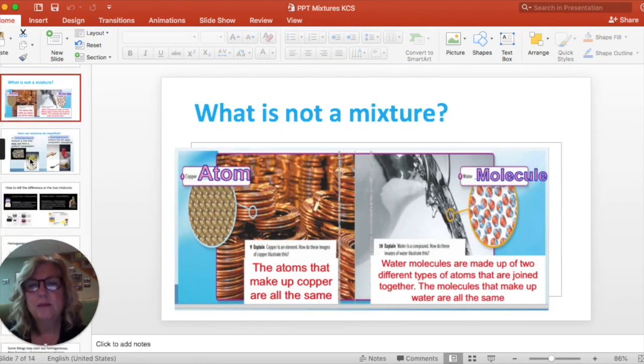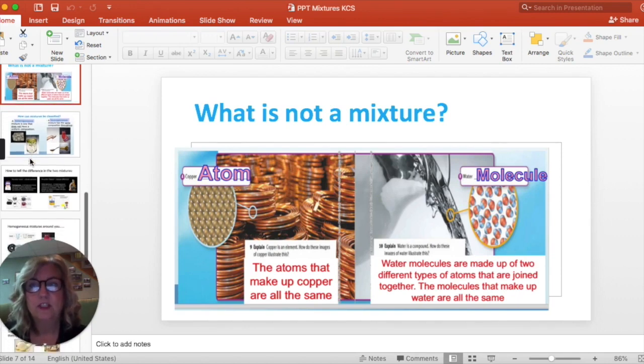What is not a mixture? An atom. These atoms that make up copper tubing are all the same, so they are not a mixture, they are a pure substance. Water molecules are made of two different types of atoms that are joined together chemically, so pure water is not a mixture.